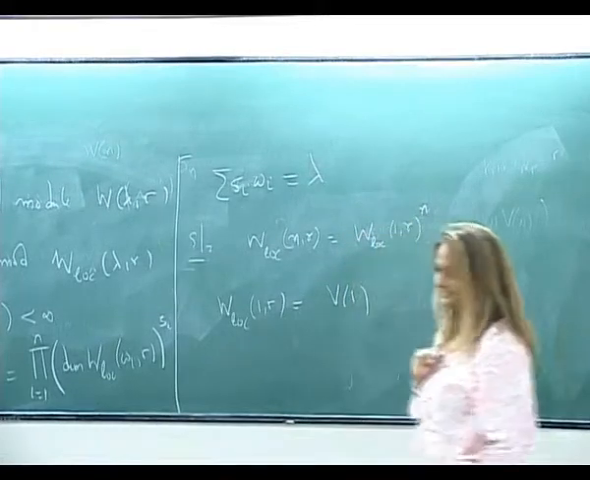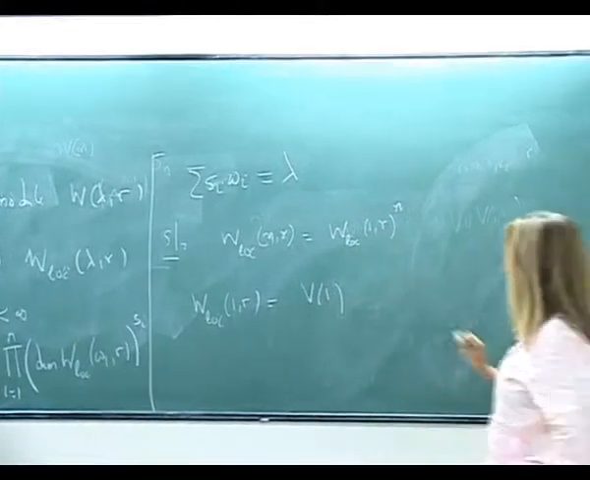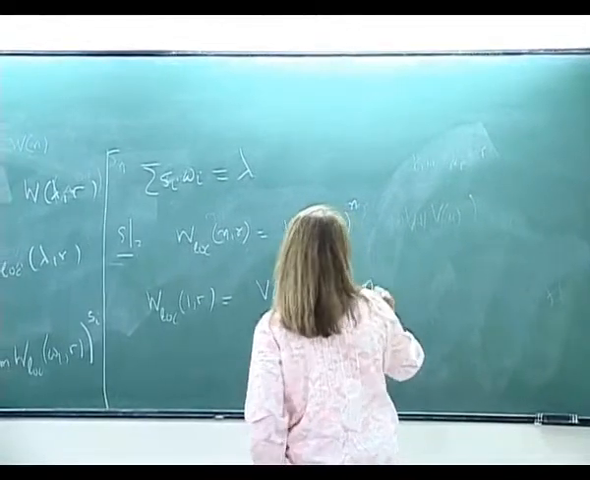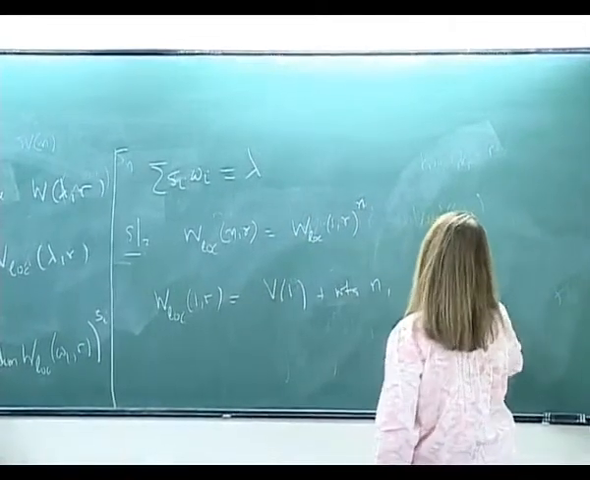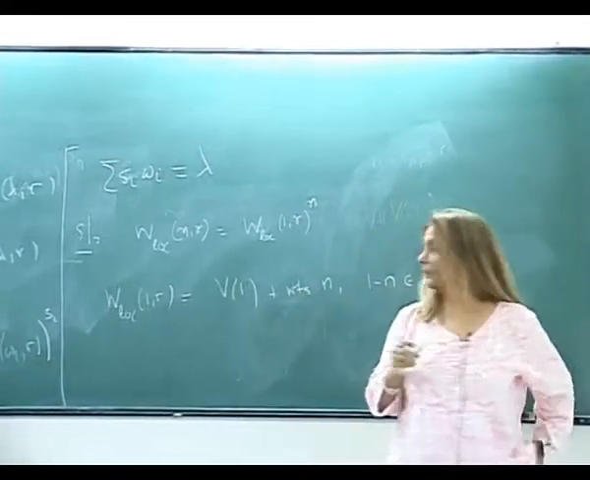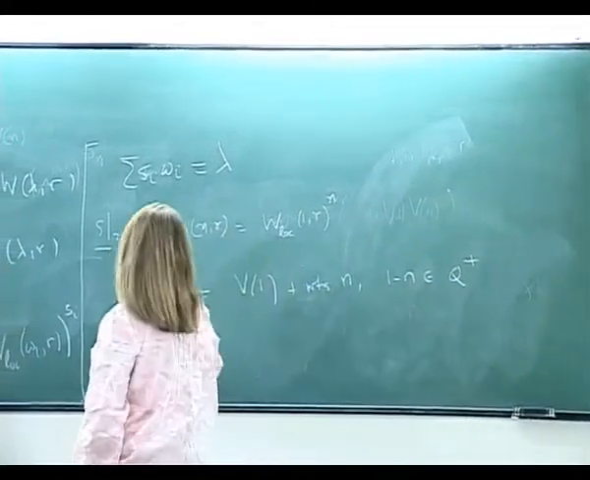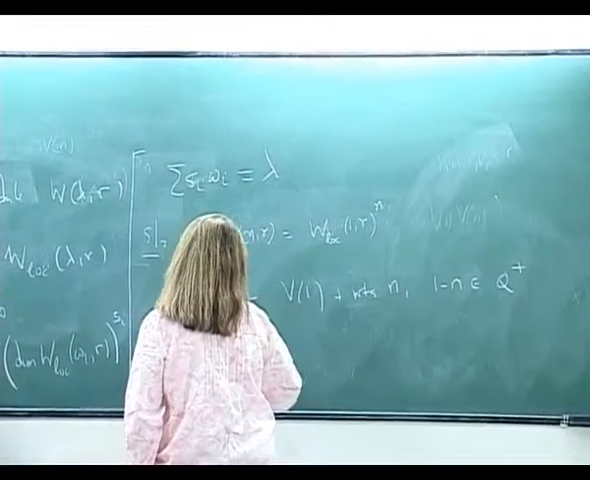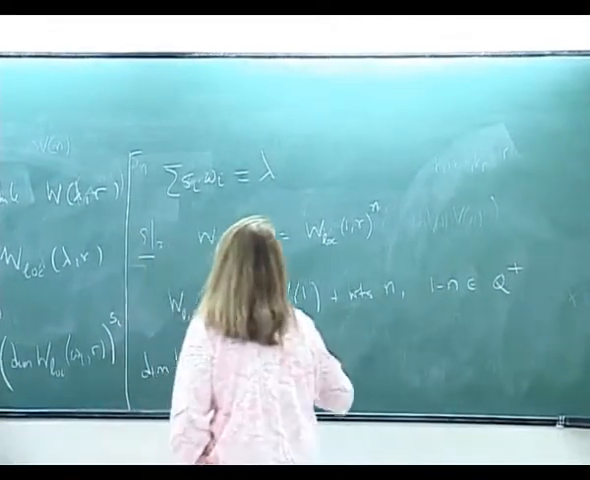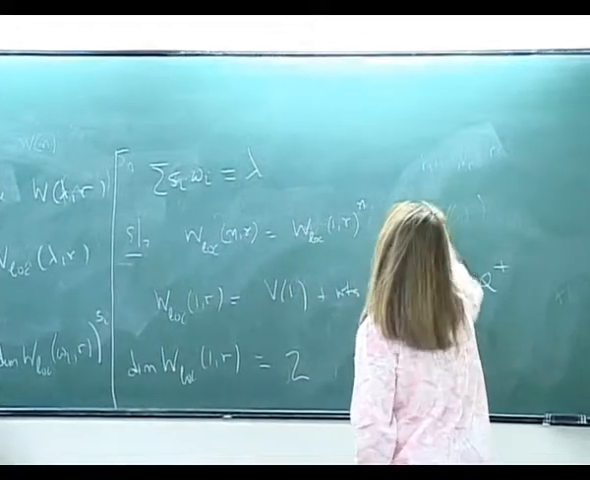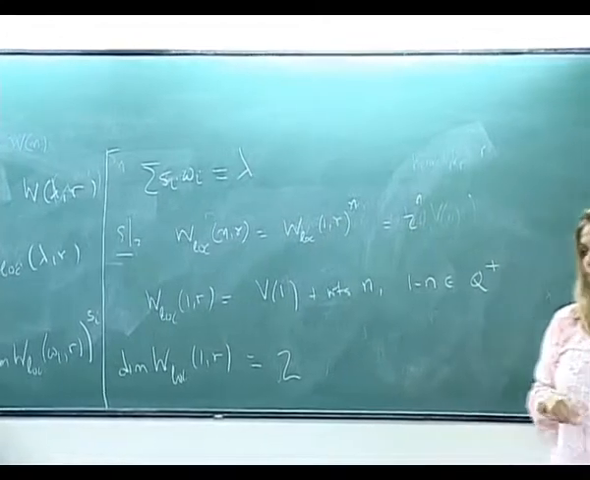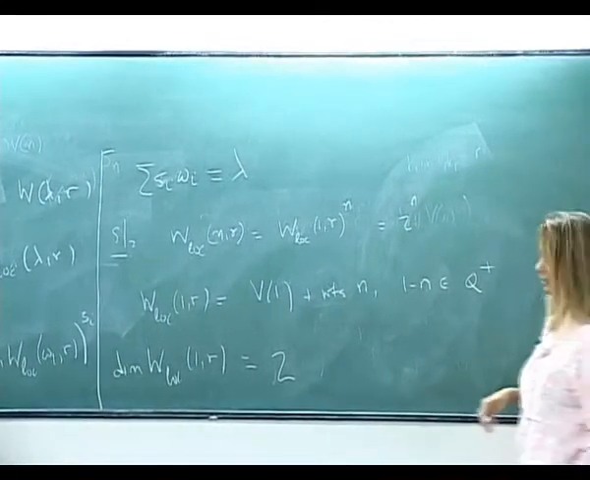Plus weights n such that 1 minus n belongs to q plus, right? There are no such weights. So this means that W log 1 R has dimension 2. And so, in general, the local Weil module has dimension 2 to the n. Okay, so it's an absolutely enormous module.